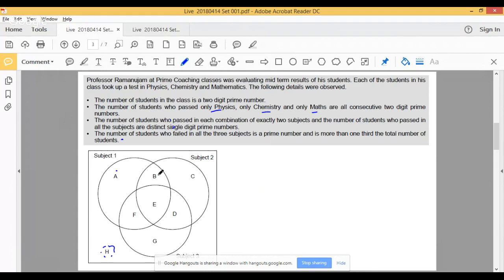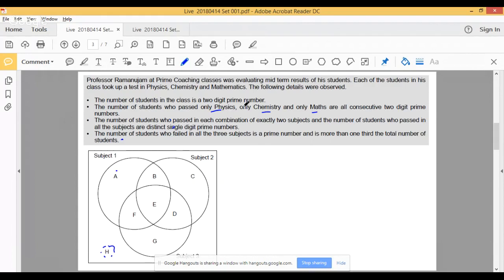This is the only thing which talks about one part in general, right? This part talks about two subjects and three subjects, so this portion, right? Besides that, we don't know anything about the total number of students in physics, total number of students in chemistry, total number of students in mathematics. So let's see what we actually have over here.